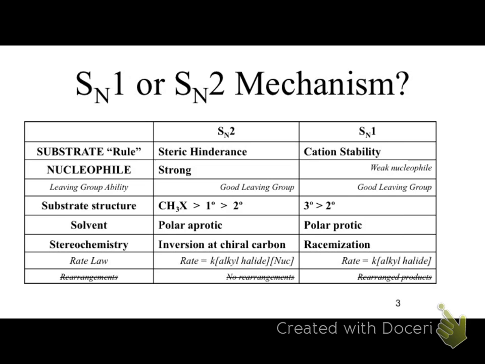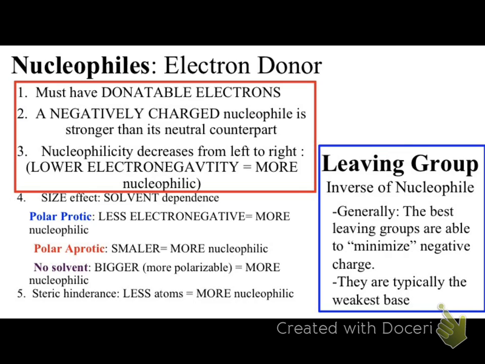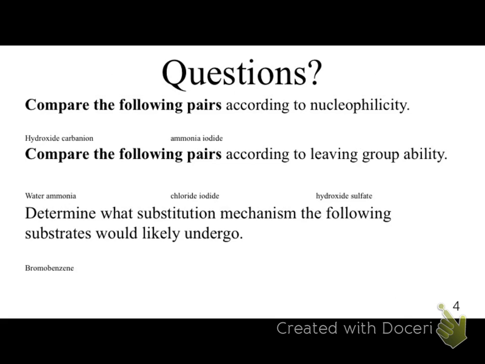So we could go back and say, okay, what made something nucleophilic? Has to have donatable electrons. It has to be negatively charged. Both of those species were negatively charged. Nucleophilicity decreases from left to right. Lower electronegativity means more nucleophilic, which means of those two species, we had our hydroxide versus our CH3. They're both negatively charged. We move on to Rule 3. Rule 3 says electronegativity. Which of those is the stronger nucleophile?